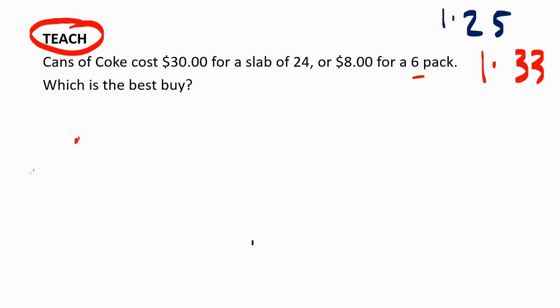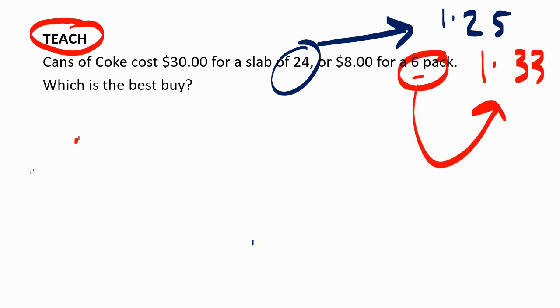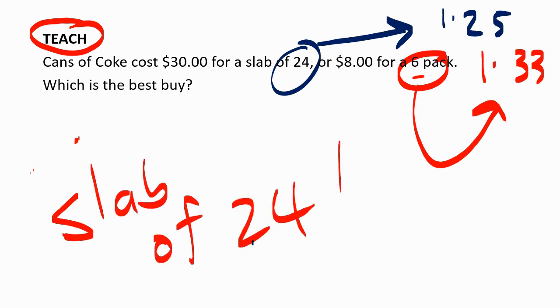So guys, I guess that when it comes to the best buy, for the 24 cans, each can actually costs you $1.25. But if you buy the 6-pack of cans, each can costs you $1.33. So that means the slab of 24 is definitely your best buy. Okay, let's have a look at one together.